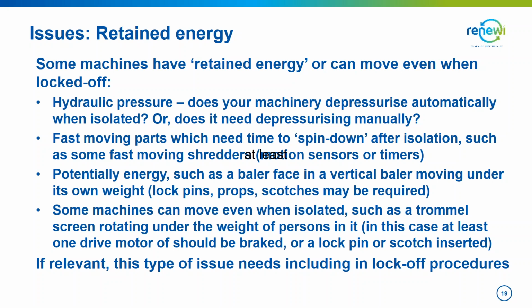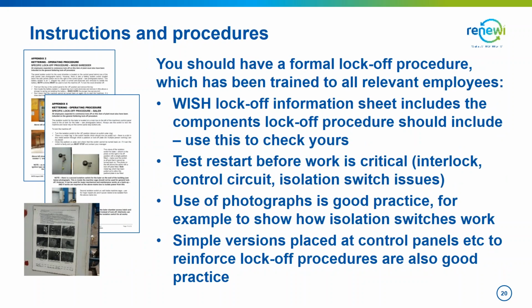And there are some machines which can move when people are working in them, and the typical example is trommel screens, where work is clearing a block in a trommel screen. The trommel screen rolls round under its own weight. The obvious way of stopping that is that at least one drive motor should be braked, or the placement of locking pins and similar.